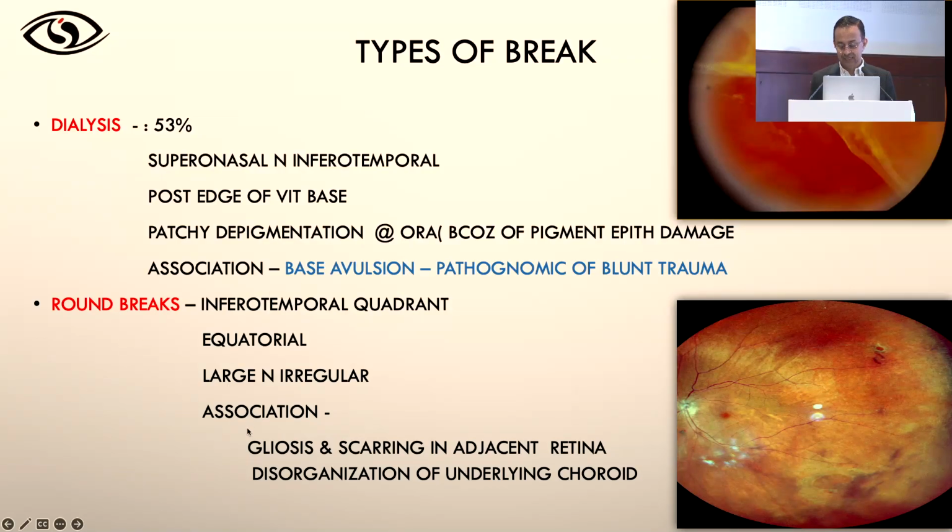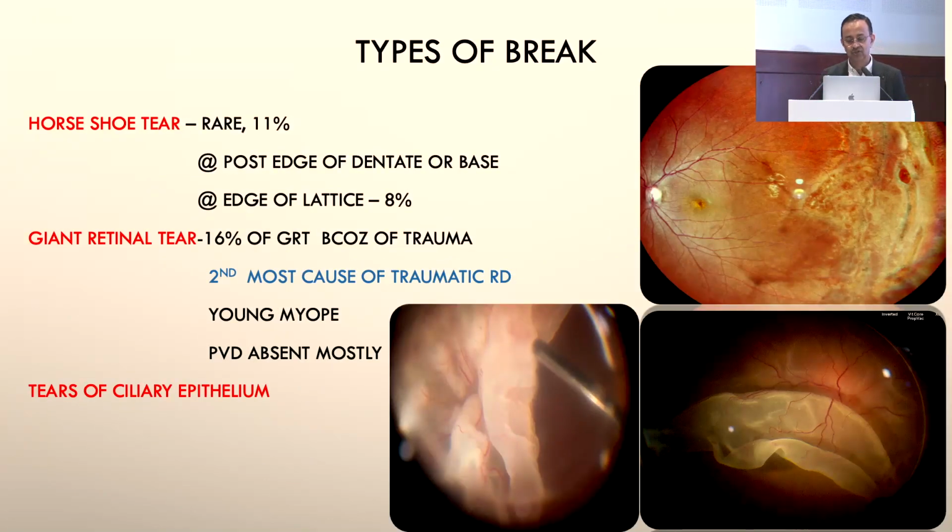Round breaks are unlikely to be the reason for traumatic retinal detachments, but over a period of time, the gliosis and scarring happening after a blunt trauma can also lead to round breaks. Horseshoe tear is another type of break, in almost 11% of patients. Classically, as you can see, they are seen at the posterior edge of the lattice or at the edges of it.